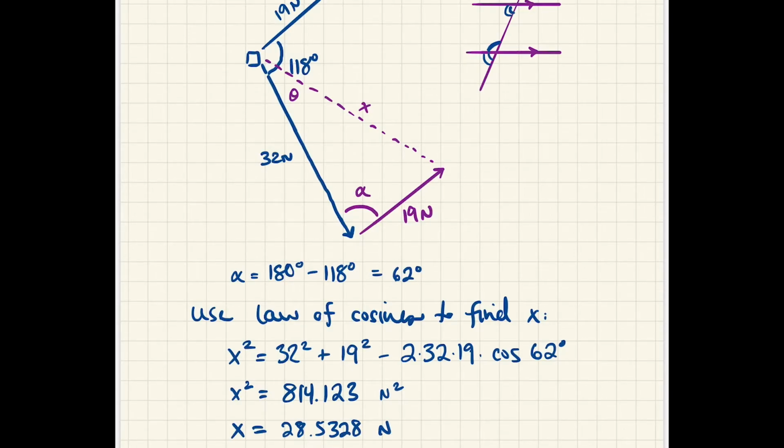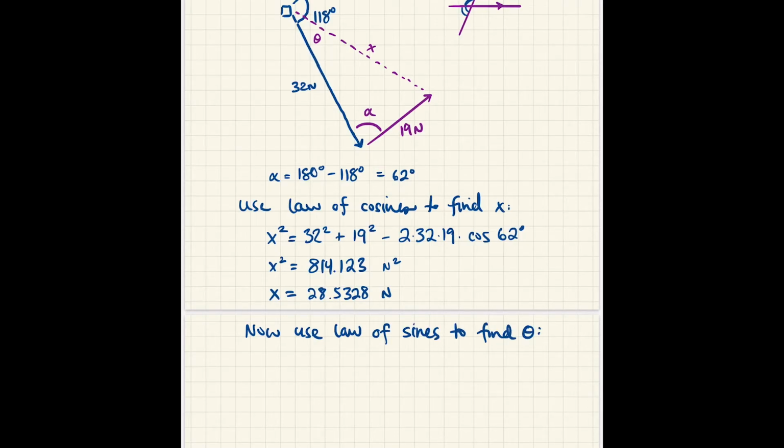Looking at our diagram, I would accept 28.5328 as an approximate length, given the dimensions in that diagram. Of course when we present our final answer, we'll round that to the significant figures in the problem, so that would be 2, which means we'll say it's 29 newtons. But we also need to find that theta. Now that we have alpha and x, we have an angle and opposite side pair, and we have the side opposite theta, so we can use the law of sines to find theta.